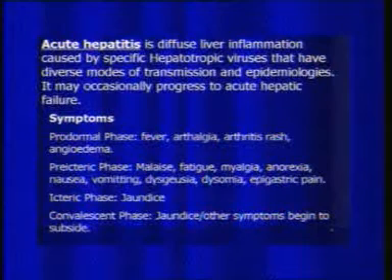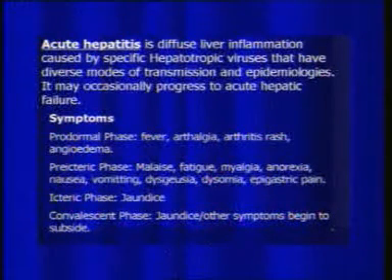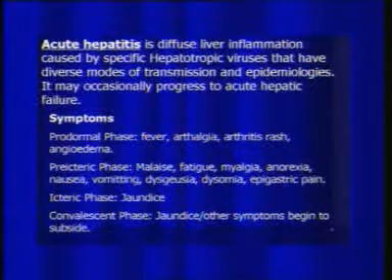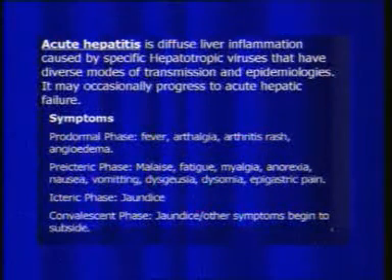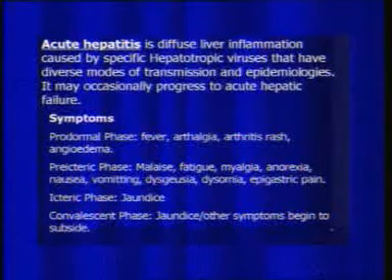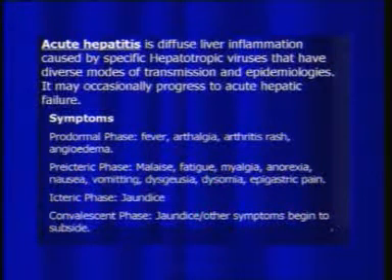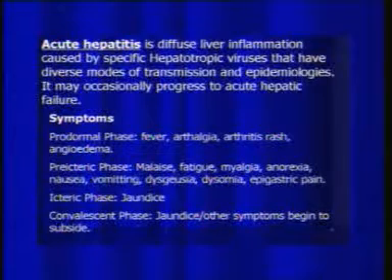Then comes the pre-icteric phase. This includes general malaise, fatigue, myalgia, anorexia, nausea, vomiting, dysgeusia, dysomnia, that is sleeplessness, epigastric pain. Thereafter we have the major disease, when the symptoms become very severe, and we call the major symptom jaundice.